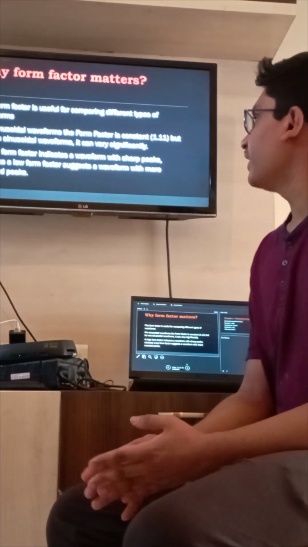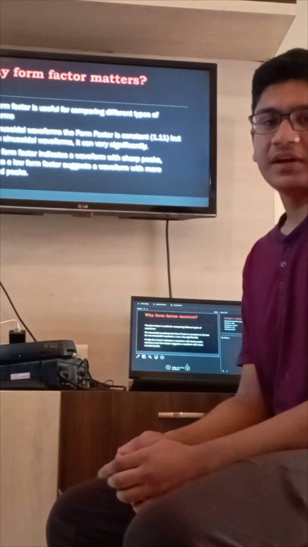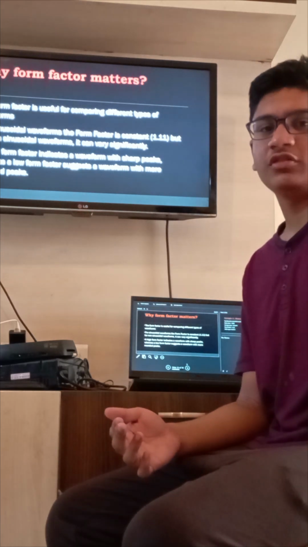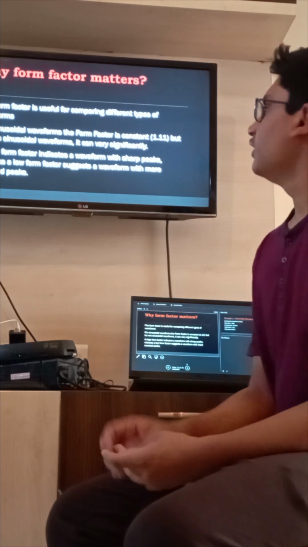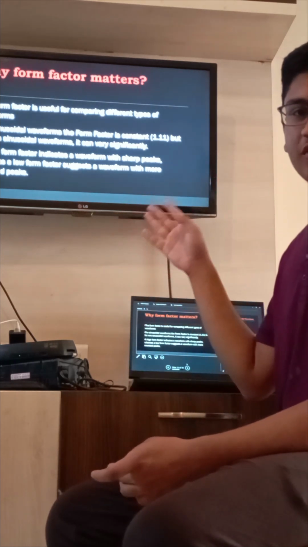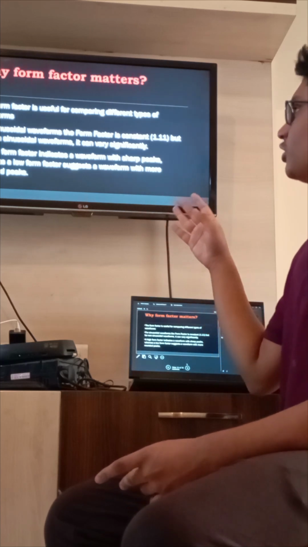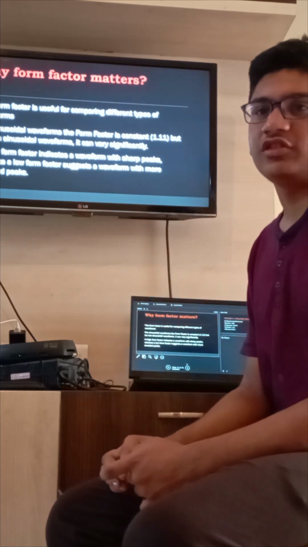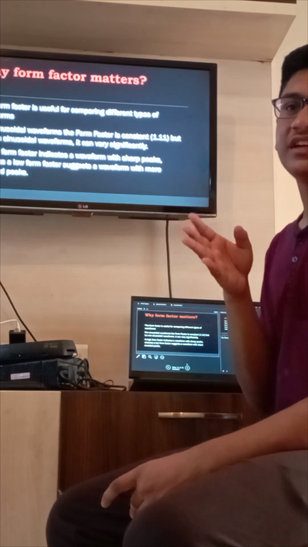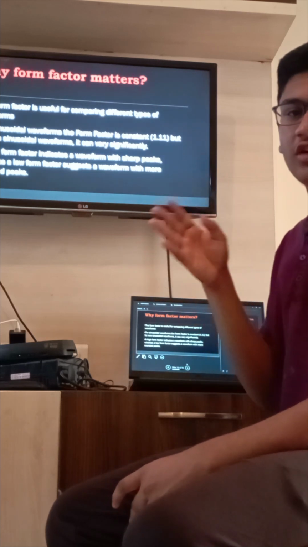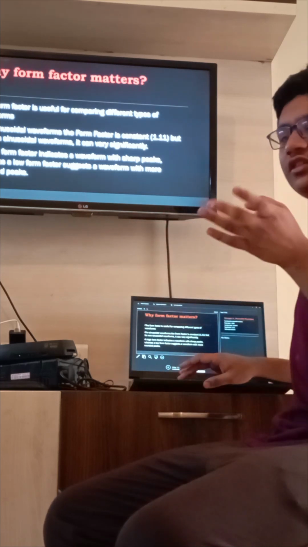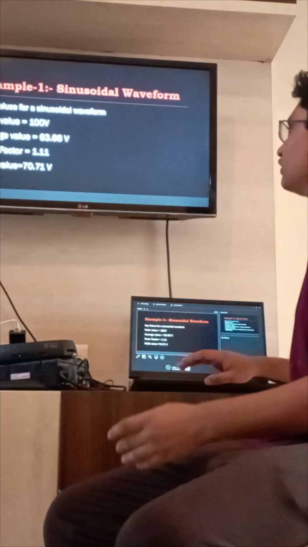Why do we need form factor? It is useful for comparing the different types of waveforms. It provides us a way to see the shape of the waveform. For sinusoidal waveforms, the form factor is constant, as we have known, because V naught cancels out. But for other, non-sinusoidal signals, it can vary significantly. A high form factor indicates sharp peaks, whereas a low form factor suggests that we have more rounded peaks.